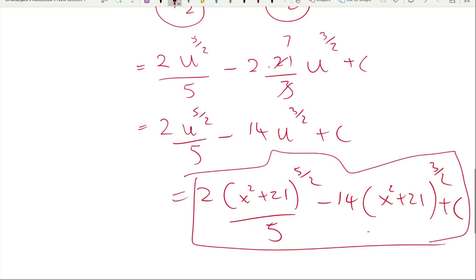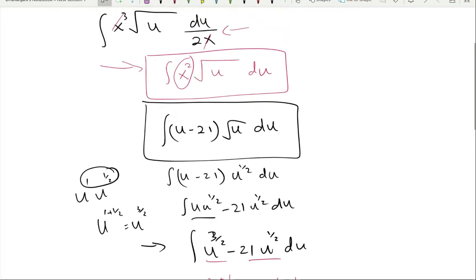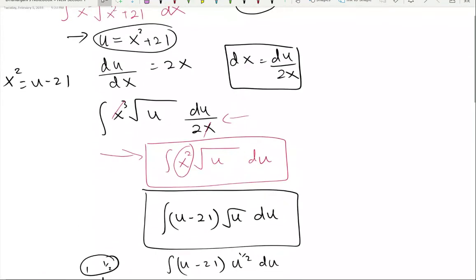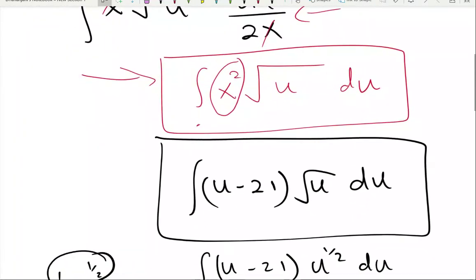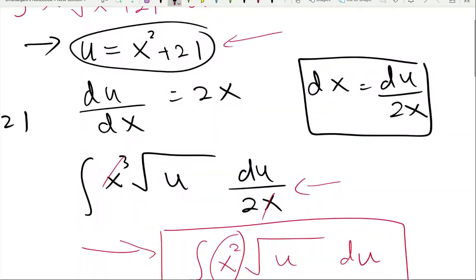Okay, so now this is a trick. This problem combined with the last problem that I did in the last video. Now what is the trick? Whenever you have these extra x terms, the way we get rid of them is to use the substitution itself. Use what u is equal to and rearrange that. Here we know that x square is u minus 21, then we can use that fact.